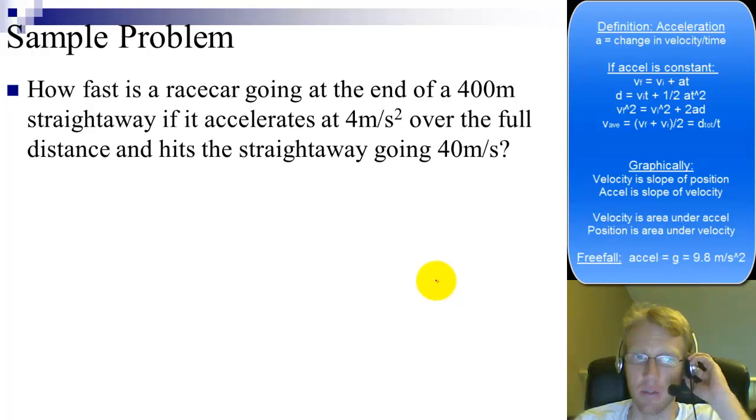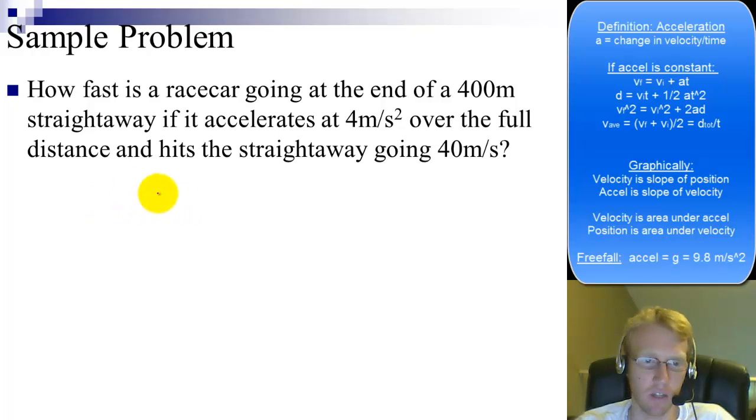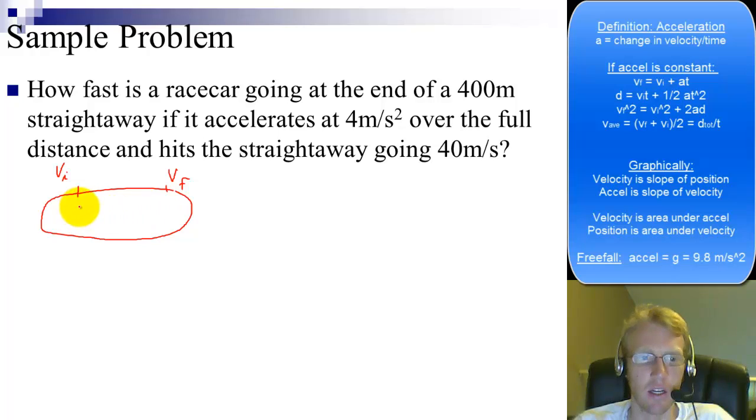Okay, next one. How fast is a race car going at the end of a 400-meter straightaway if it accelerates at 4 meters per second squared over the full distance and hits the straightaway already going 40 meters per second? So let's draw a little racetrack here. The straightaway is going to start here and end here. So it's going to have a V initial right here. It's going to have a V final right here. It's going to have some distance that it's traveling, and some time value and acceleration value. So it's going here to here.